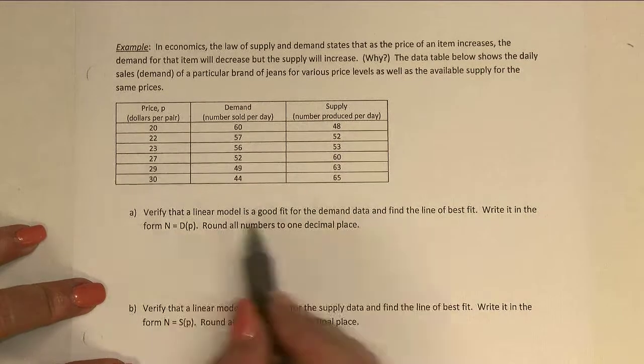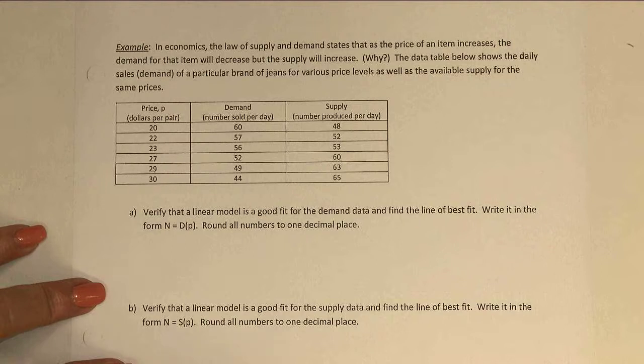This data table shows daily sales, which would be the demand, of a particular brand of jeans for various price levels, as well as the available supply for the same prices.